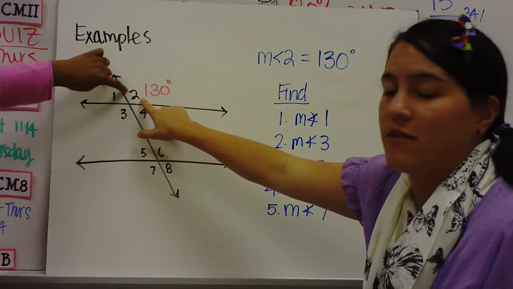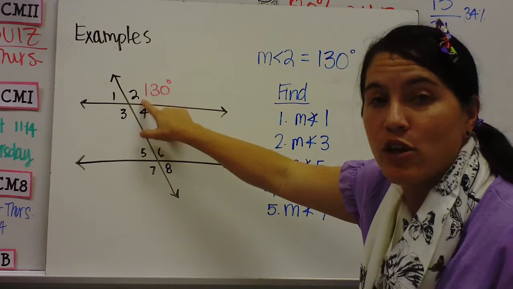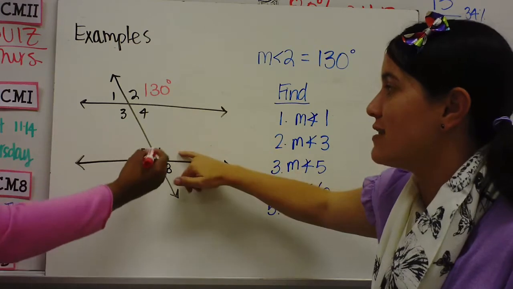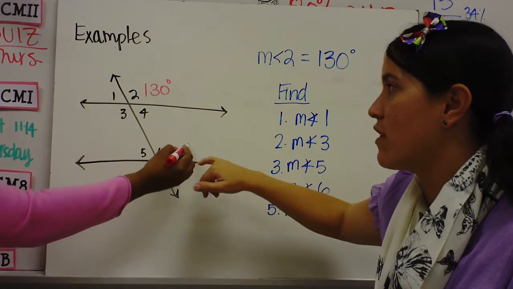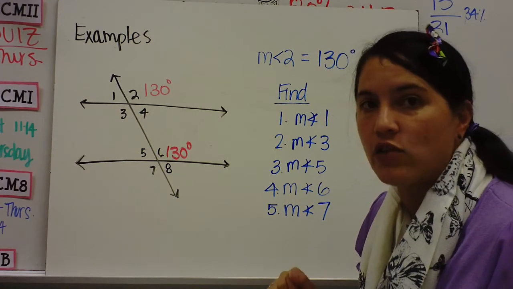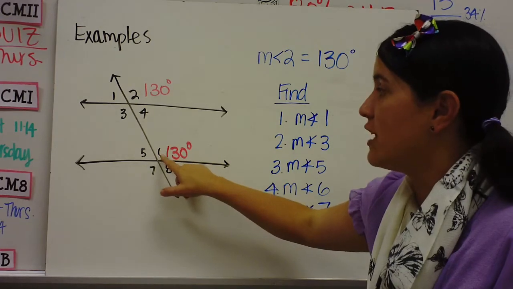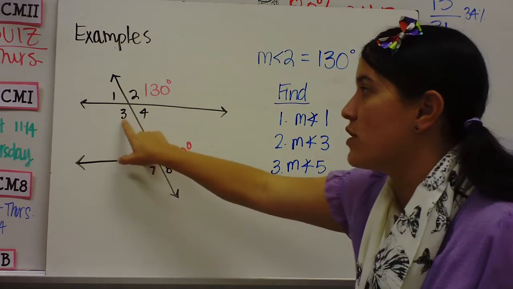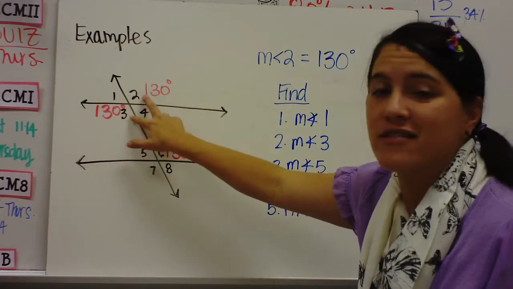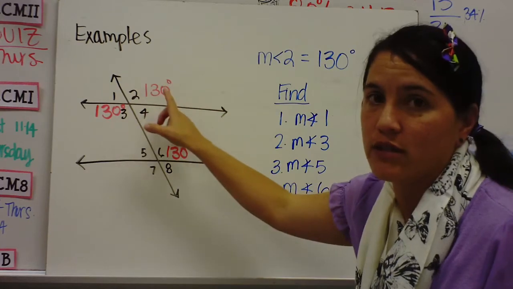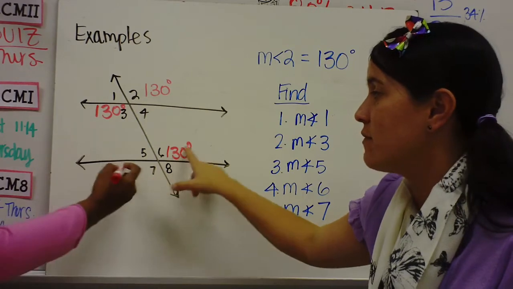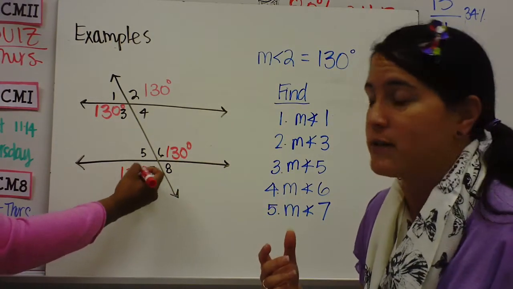Angle 2 is 130. First thing I would go to is look for corresponding, because we know that corresponding angles are congruent. So angle 2 can slide onto angle 6, which means that's also going to be 130. Those are congruent. We talked about that. We also talked about alternate interior angles are congruent. So the alternate interior angle from 6 is going to be 3. So that's going to be 130. It also makes sense that these are vertical angles, so those are congruent. If we look at vertical angles, the vertical angle for angle 6 is angle 7. So that's also going to be 130 degrees.